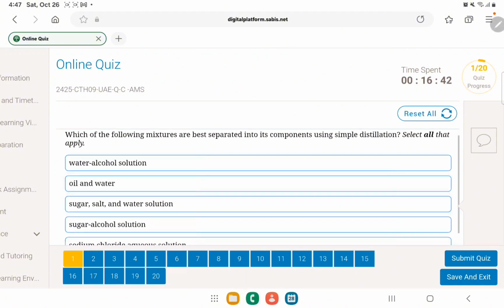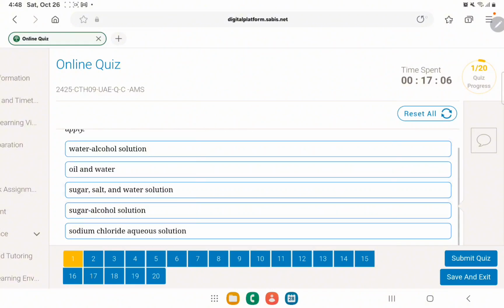Okay, which of the following mixtures are best separated into its components using simple distillation? So simple distillation is a method that you can use to separate a pure liquid from a solution. Whenever we have a solid and liquid, we can separate it using simple distillation, okay? One solid and one liquid, okay? So let's check the options. Water, alcohol, solution. So we separate that using simple distillation.